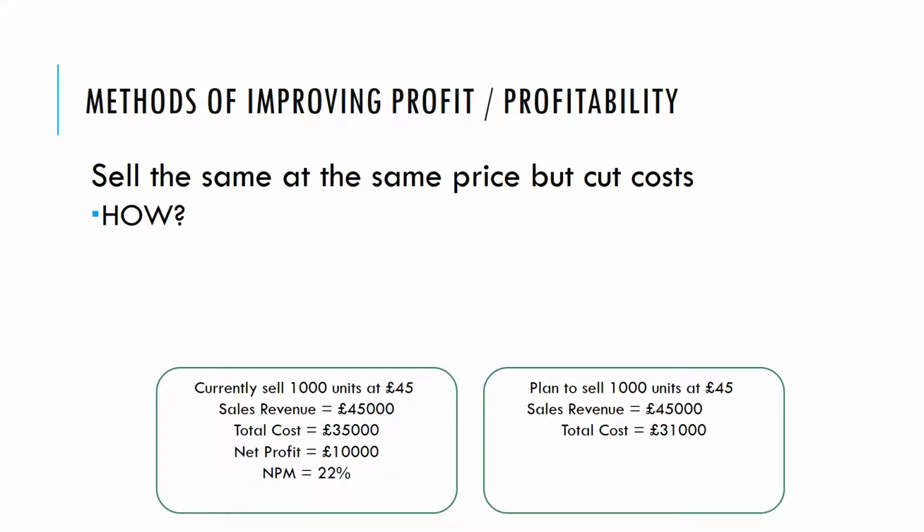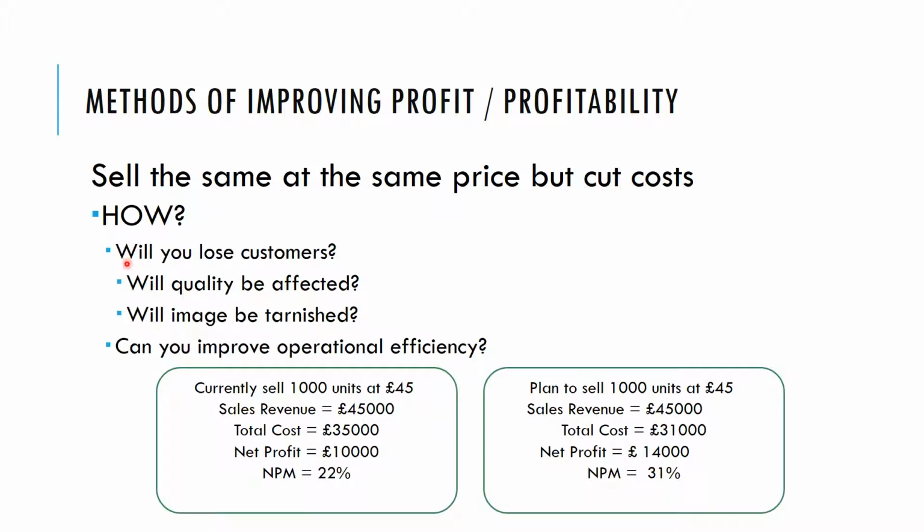The final option is to cut costs. If we look again at our example, costs were 35,000. If we try and cut the costs, become more efficient to say 31,000, what impact does that have on the net profit margin? Well, it would move it to 31%.